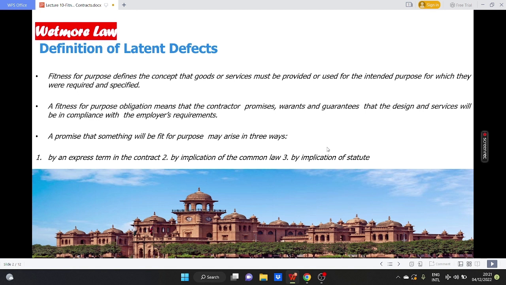A promise that something will be fit for purpose may arise in three ways. Number one, by an express term in the contract. Two, by implication of the common law. And three, by implication of statute.